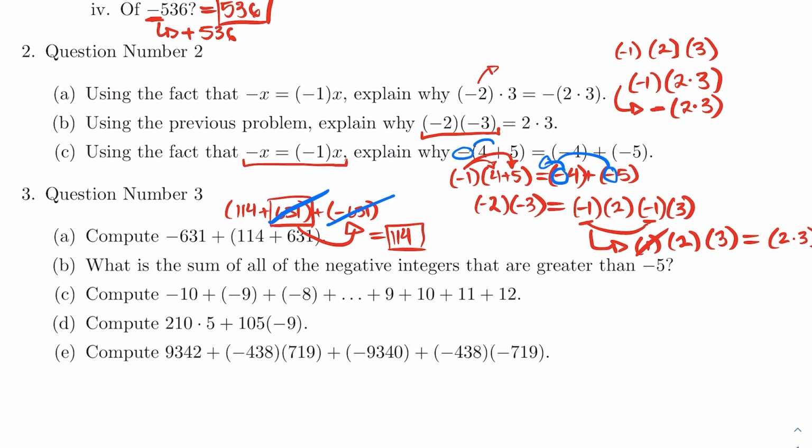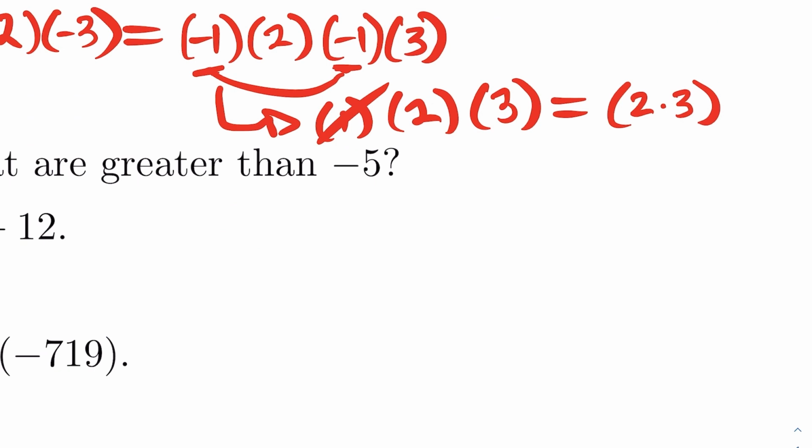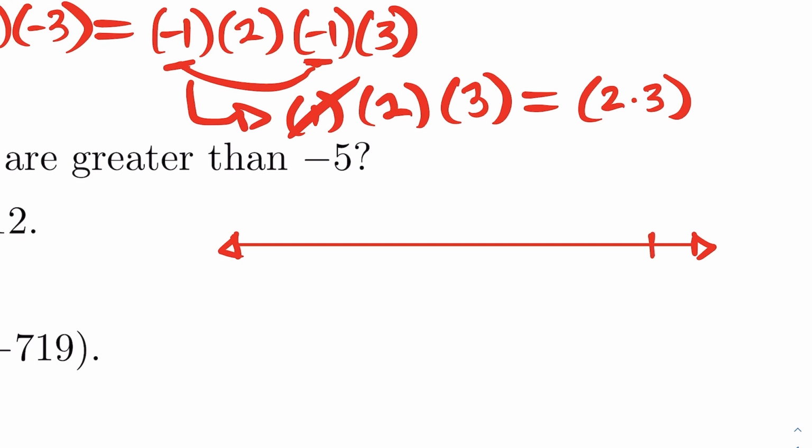Now, what is the sum of all negative integers that are greater than -5? So what we have here is we can look at this like a number line. We can say 0 is going to be right here, right? And then we can have -1, -2, -3, -4, and -5.